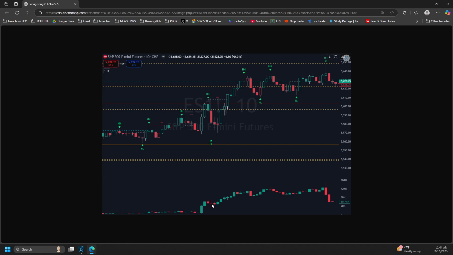There's no sellers pushing this down. So this tells me everything is just getting absorbed, and bam, you fire off. That's one of the things that I use for my confluences, this here, the cumulative delta.